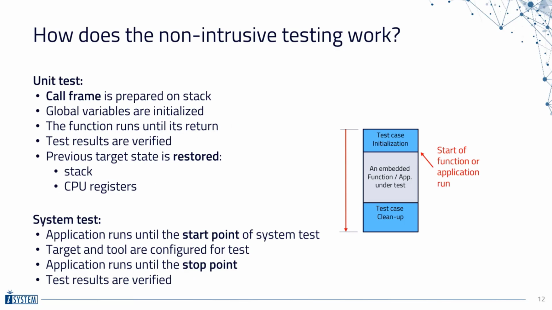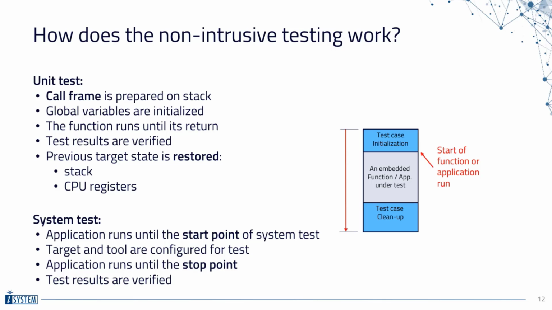Before the execution of a unit test, a debugger prepares a so-called call stack on the stack memory. A function call for the function under test is prepared on the stack memory and function attributes are pushed to the stack. The debugger starts execution of the function with a call from the stack and the embedded software starts running until the function returns.